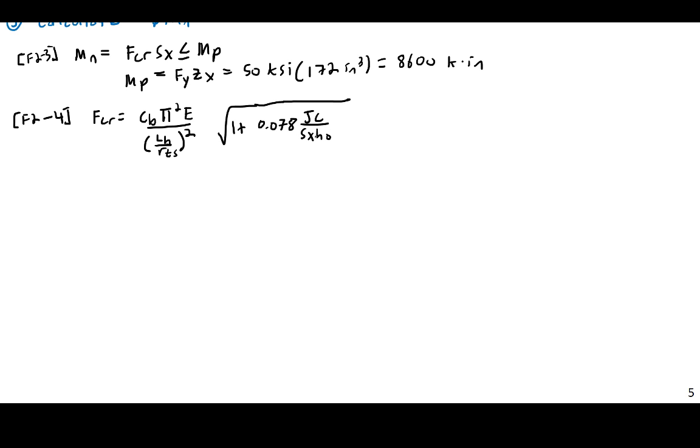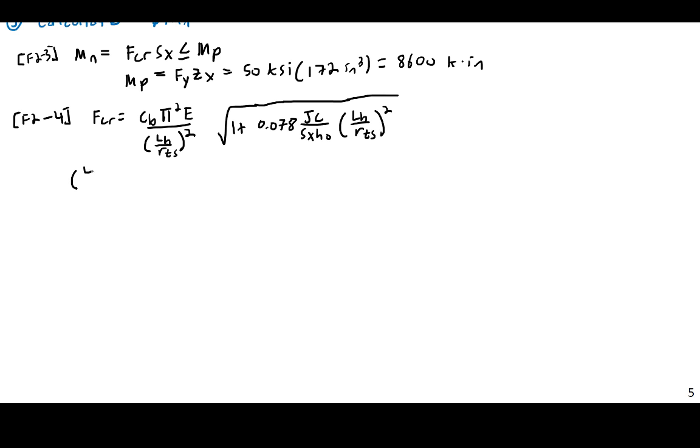Now, notice we already calculated this ratio earlier, so I'm not going to have to do that twice. Times Lb over rts quantity squared. See this ratio? I see this ratio twice. So what pops out to me is that I want to calculate this separately, just to make my math a little bit simpler. So that's actually the very first thing I'm going to calculate.